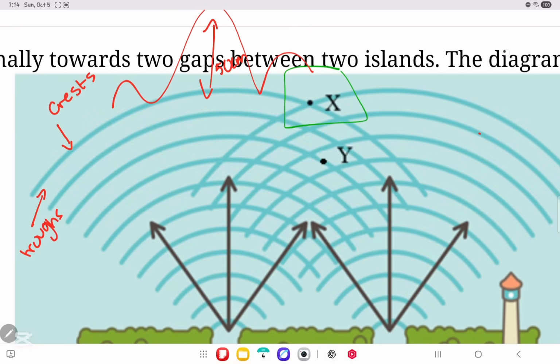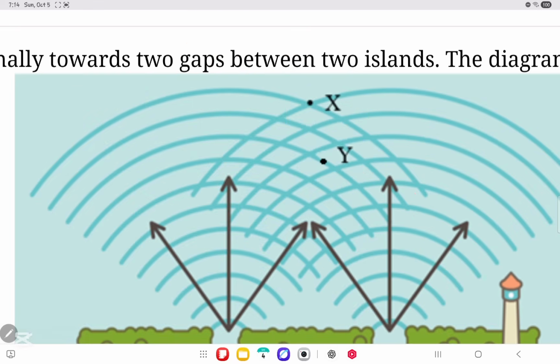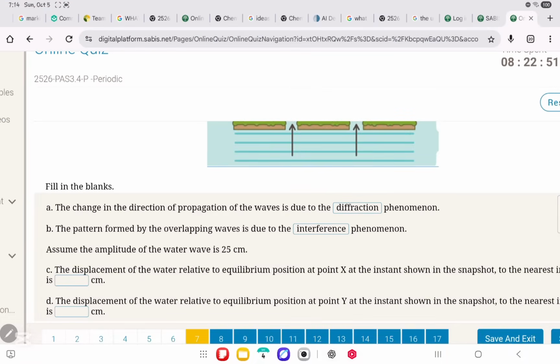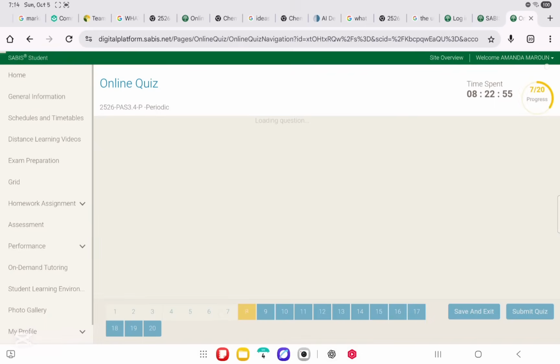Now, for point Y over here, it's a crest with a trough. So this is destructive interference. Look, this wave meets with this wave, so a crest and a trough are meeting. This is 25 up, this is 25 down. They're going to cancel out and we'll get an answer which is 0 centimeters. So this is 50 centimeters and this is 0 centimeters. Let's move on to question number 8. What does it say in question number 8?